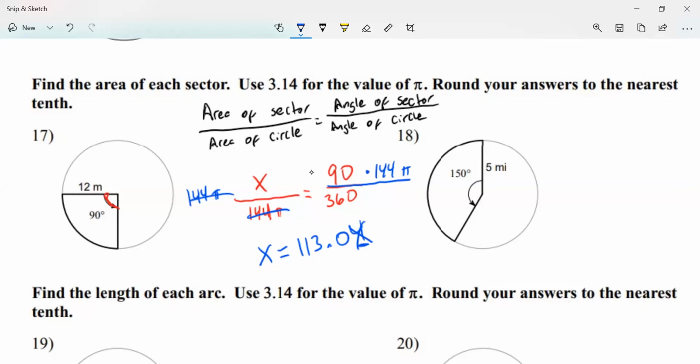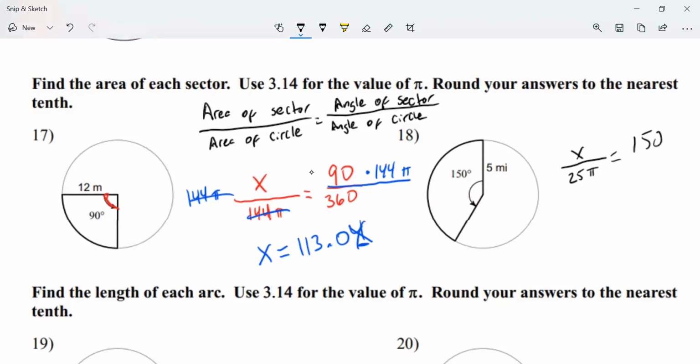The area of the sector, I have no idea what it is. That's what I'm solving, so I'm going to call it X. The area of the circle. My circle has a radius of 5, so I'm just going to say my circle is 25 times pi. My 25 because I went radius squared, right? We could have done 5 times 5 times pi, but I just did 25 pi. We know what 5 times 5 is. Now, the area of the sector, in this case, is 150, and then over the whole circle.